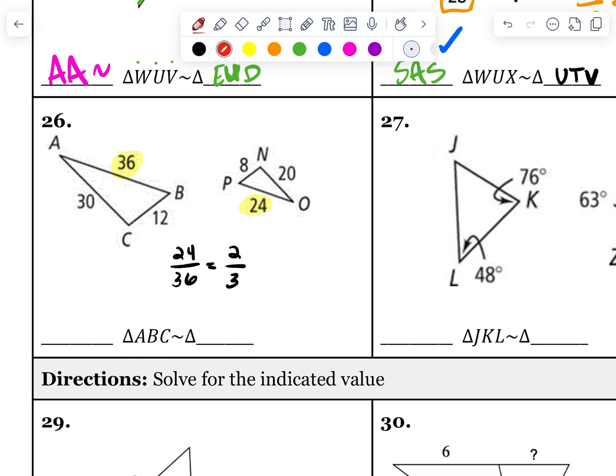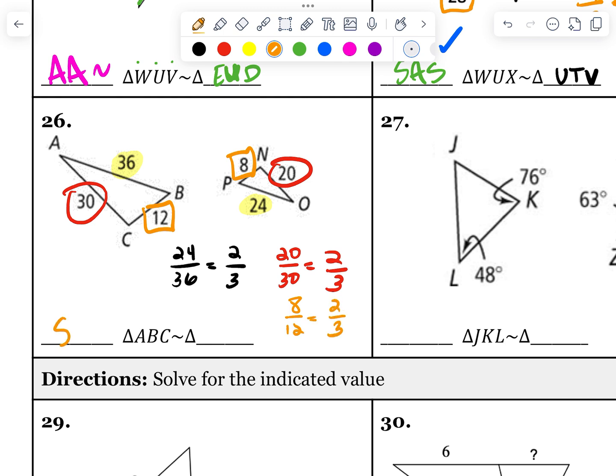Okay, and then the medium's going to go with the medium, the 20 with the 30, so 20 over 30 also reduces to 2/3, so far so good. And then the 8 with the 12, 8 over 12, divide by 4 is 2/3. So yes, this is side, side, side similarity. Now remember, if one of these had not equaled 2/3, this would not be similar, okay? You got to check them all. Let's see, ABC goes OPN.